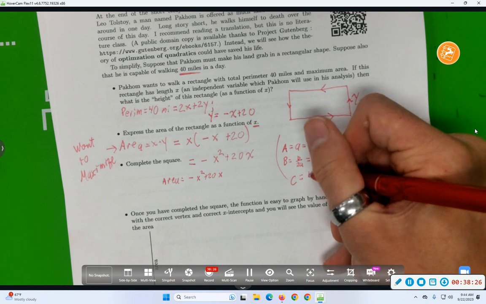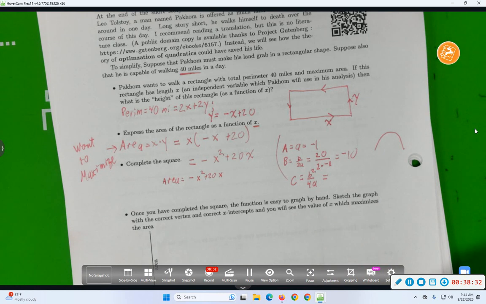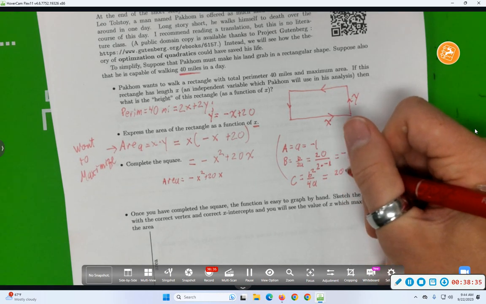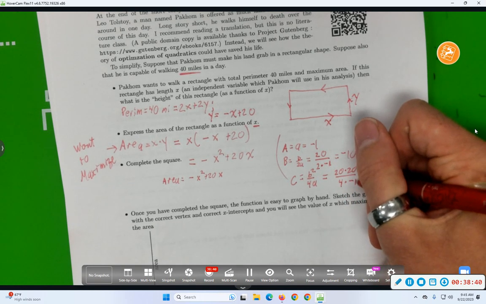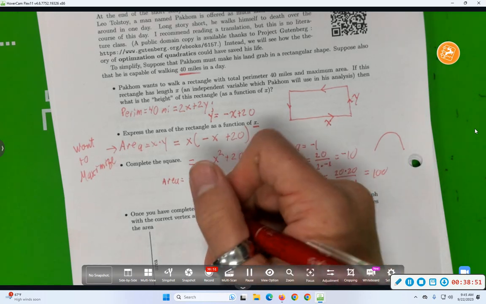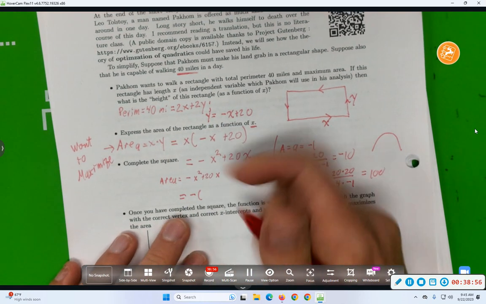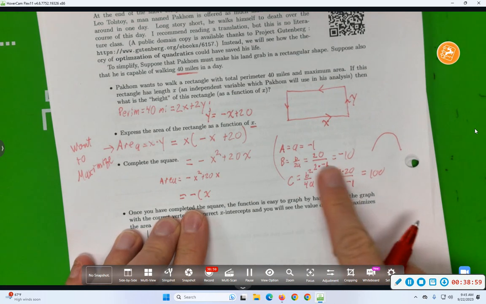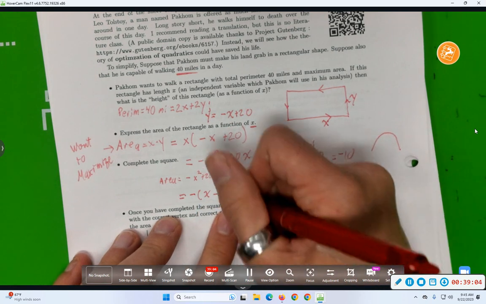And C is b squared over 4a. It's 20 times 20 divided by 4 times negative 1. I think that works out to be negative 100, though. All right, so let's apply that. That means after we complete the square, this is negative, because big A is negative 1, x minus 10, quantity squared plus 100.